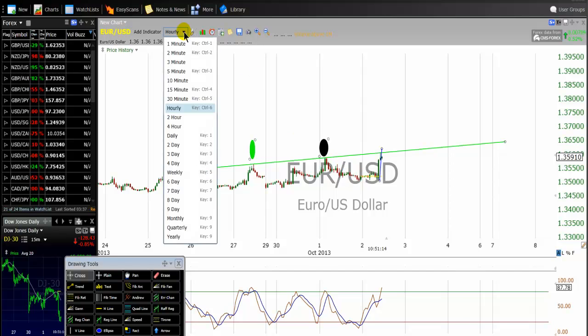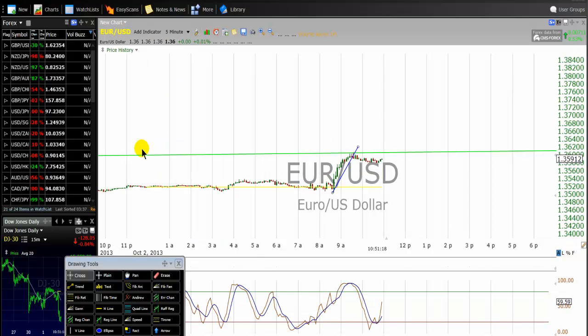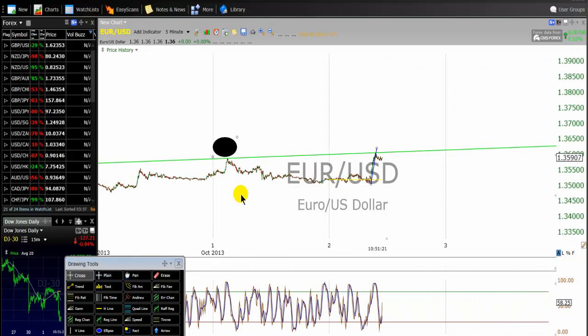Let's go now to the 3-minute chart. I don't think we will see it on the 3-minute chart. I'll go to the 5-minute time frame now. I'm looking for the black spot. Here it is. You see, my trend is still here. So I'm on the 5-minute time frame.